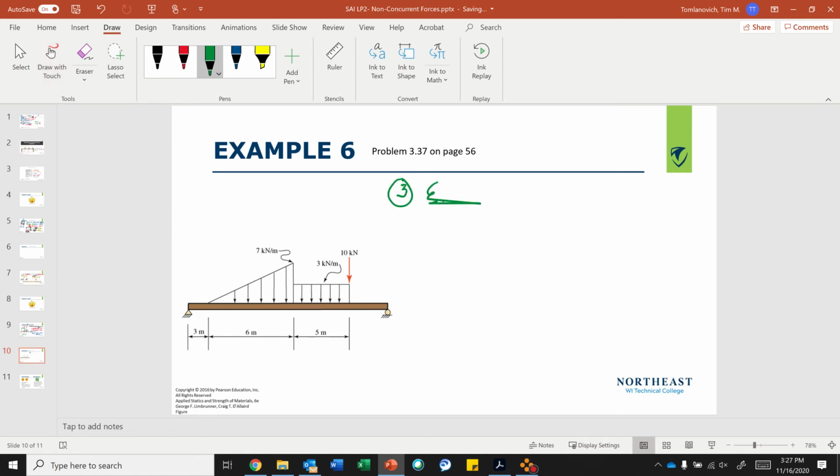We're going to sum. Whoa, my finger got in the way there. Sorry about that.